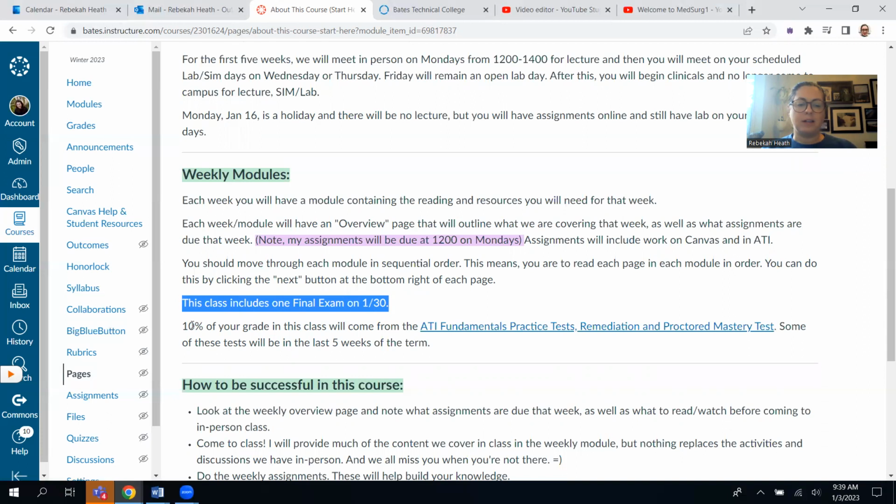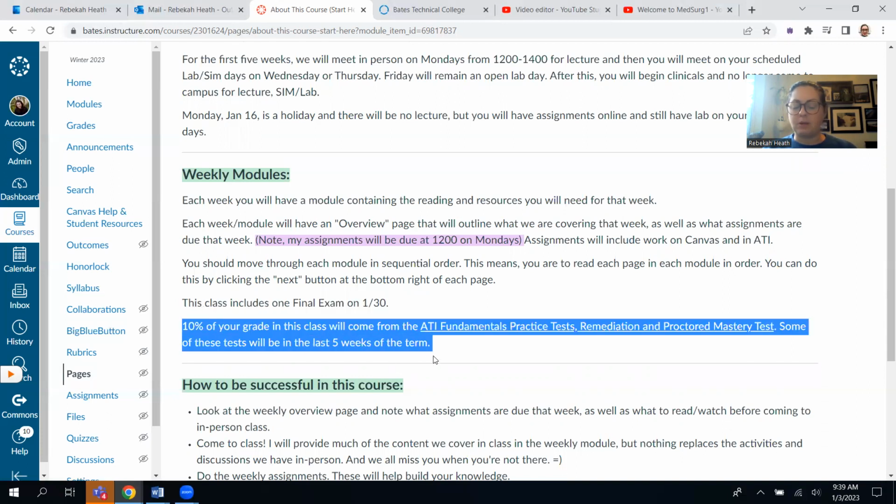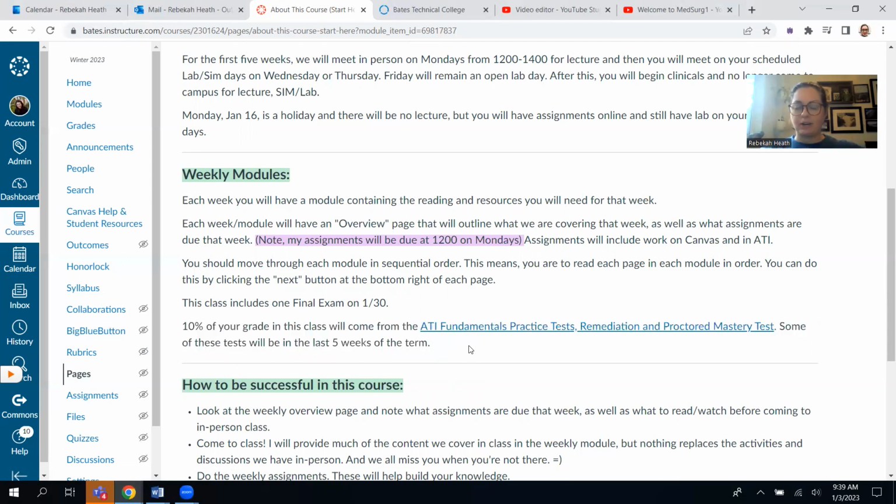And then also 10% of your grade for this fundamentals class is going to be this ATI fundamentals practice mastery tests. And it's going to be spread out over the entire 10 weeks. So you're going to have some of it that you're going to do in the first 5 weeks, but some of it you're going to have through the rest of the term.